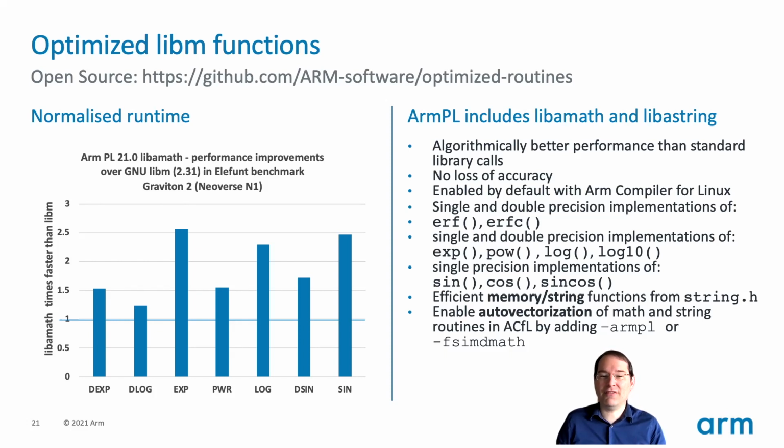On top of that, if you're able to use ARM Compiler for Linux, there are options there to get vector implementations as well. Unfortunately, that's not possible through GCC today, but by just adding the -armpl flag to your ARM Compiler for Linux build, you'll be able to pick up those sorts of high-performing implementations.